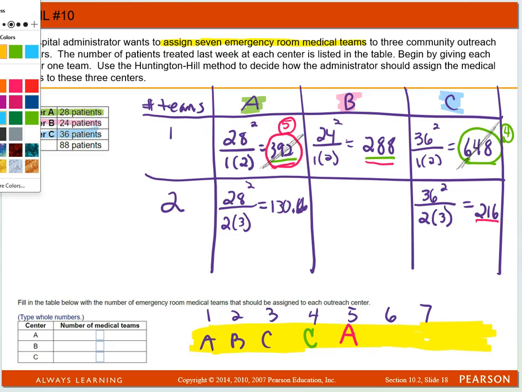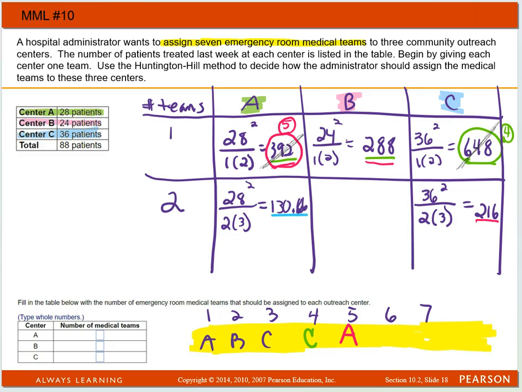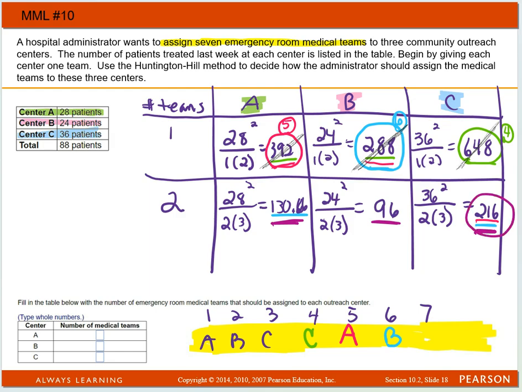My next comparison will be between 130.66, 288, and 216. Of those three numbers, 288 is the biggest, so the 6th team will be assigned to B. And of course, I can't use this number anymore, so I have to calculate center B's second Huntington-Hill number, which is 24 squared divided by 2 times 3, and that is 96. So now I compare 130.66 with 96 and 216. Of those three numbers, 216 is the largest, and that's our 7th team, which goes to C.